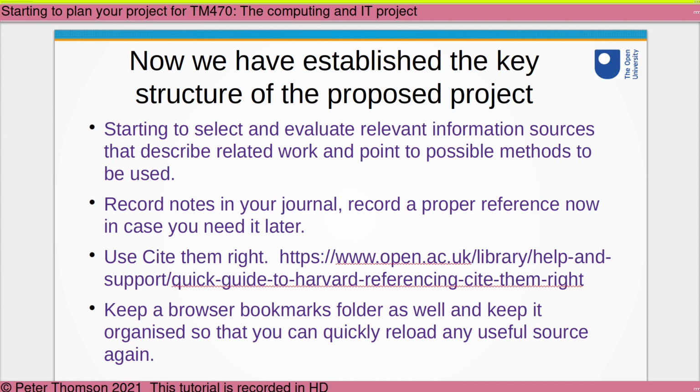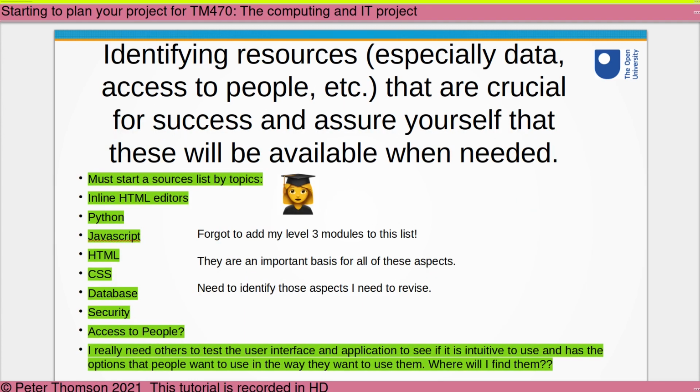So now we've established the key structure of the proposed project, start to select and evaluate relevant information sources that describe related work and point to possible methods to be used, recording notes in your journal. Record a proper reference now in case you need it later, and for references use Cite Them Right; there's a link here to Cite Them Right in the university library. Keep a browser bookmarks folder as well, and keep it organized so that you can quickly reload any useful source again. Identify resources, especially data, access to people, etc., that are crucial for success, and assure yourself that these will be available when needed.